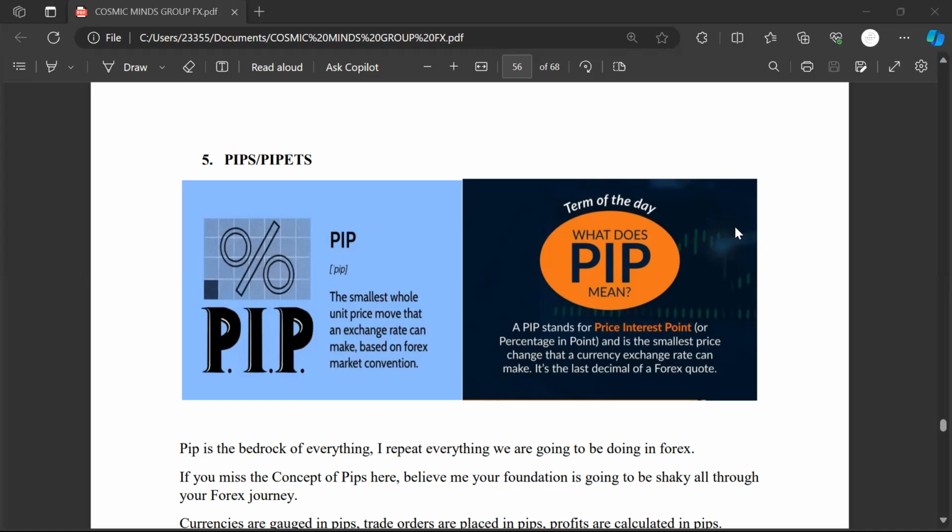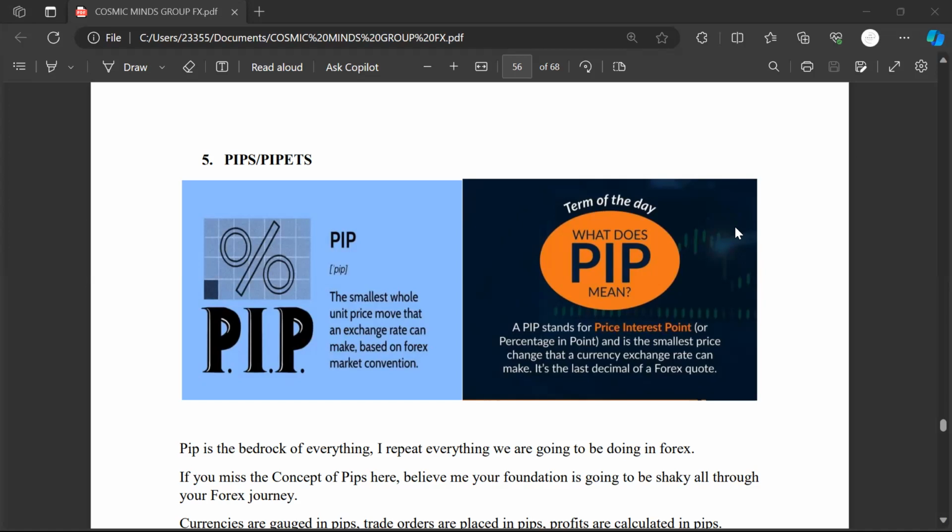Now, pip. Spell that PIP. Right? So with the diagram here, the picture here, it's the smallest whole unit price move that an exchange rate can make based on Forex market conversion, right? So we are talking about the movement. And then we have something called exchange rate, right? Yes, it's these movements that come about with the term exchange rate, going up or down, the difference between the distances traveled, right?